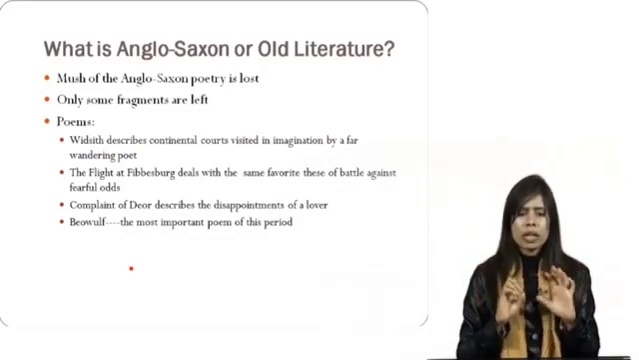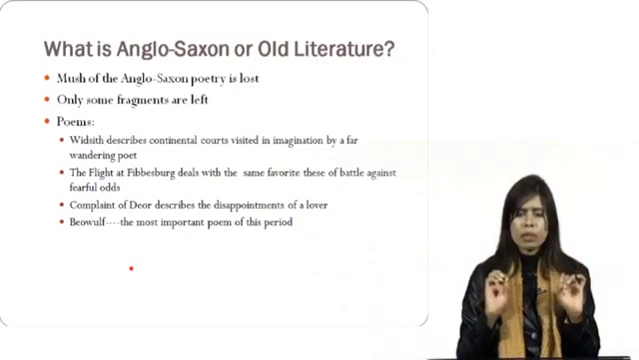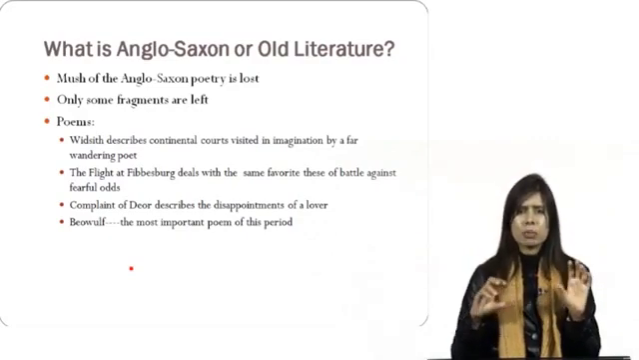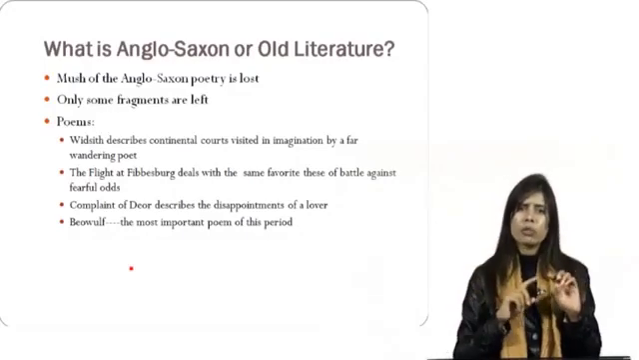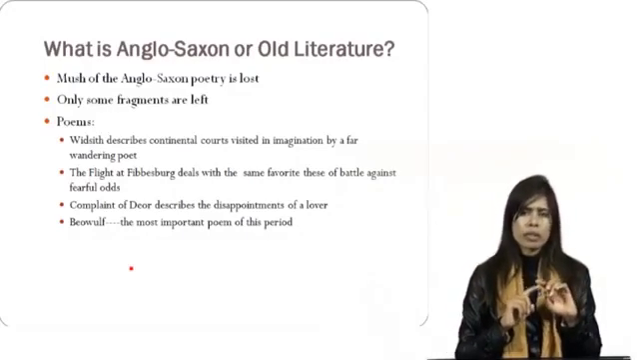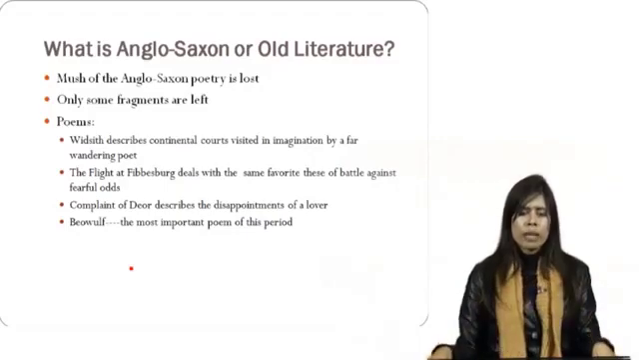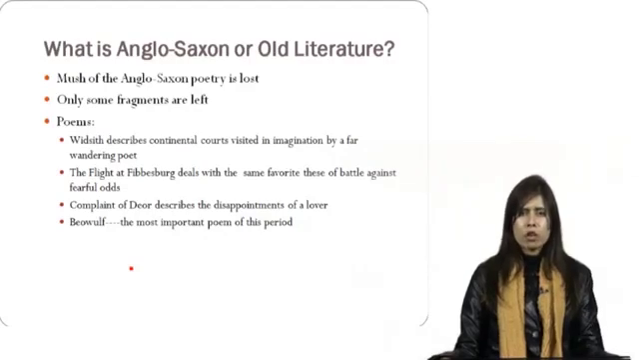Another thing was the battle. So here you can see that the battle was the theme, and in the Complaint of Deor, it is the disappointment of a lover. So here we are moving towards love or romance as well, from fear to love. The very significant work in the entire history of English literature is an epic, a very long poem, and the name of the poem is Beowulf. It is the most important poem of this period, and we do have the record of this poem as well. So we'll talk about Beowulf in detail.